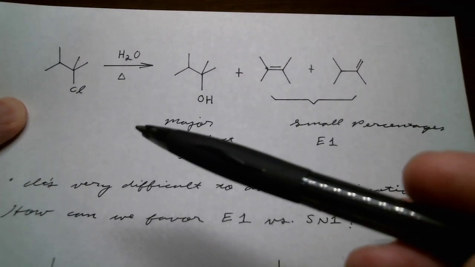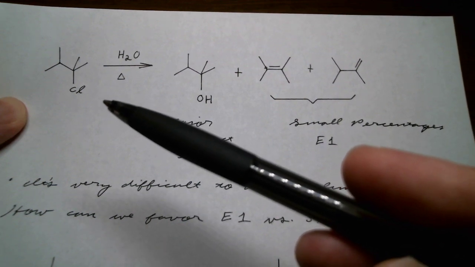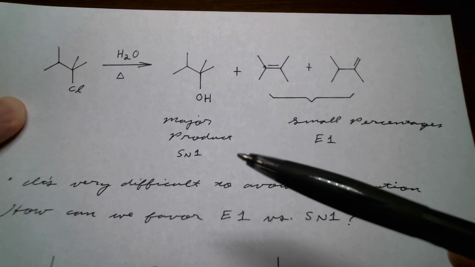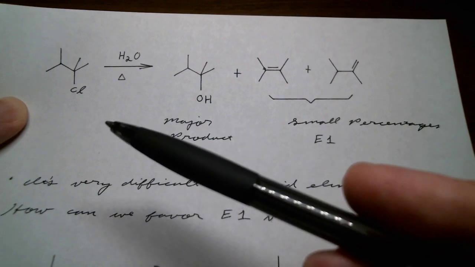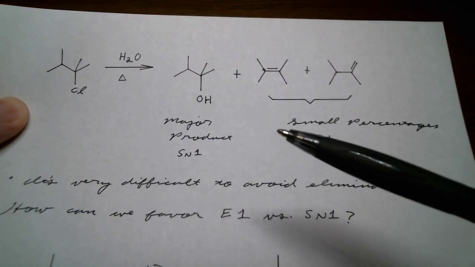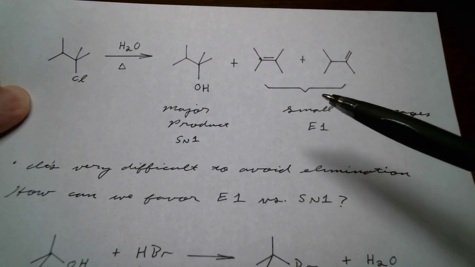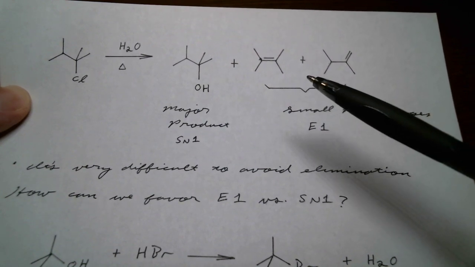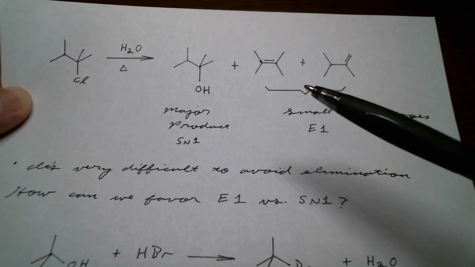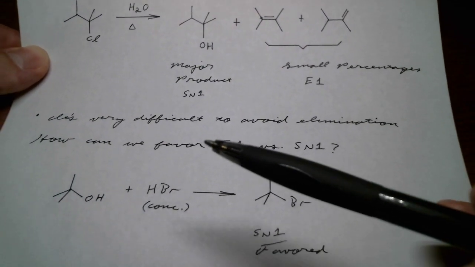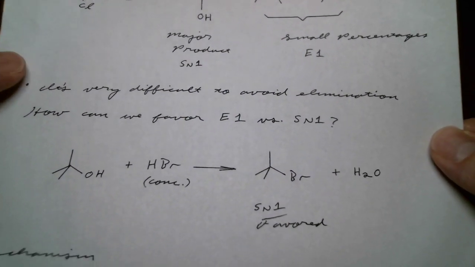Here we've got 2-chloro-2,3-dimethylbutane, and we throw it in water. Here we've got our major product where we substituted the chlorine for a hydroxyl group which came from water. That's our major product. We would expect small percentages of E1 elimination products. We'll talk a little bit more about which one of these might be favored under what conditions when we get to our chapter on alkenes. So it's very difficult to avoid elimination. How can we favor E1 versus SN1?